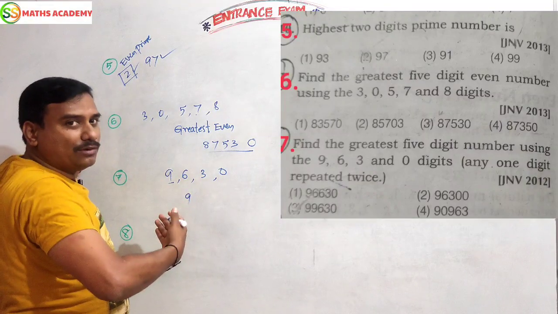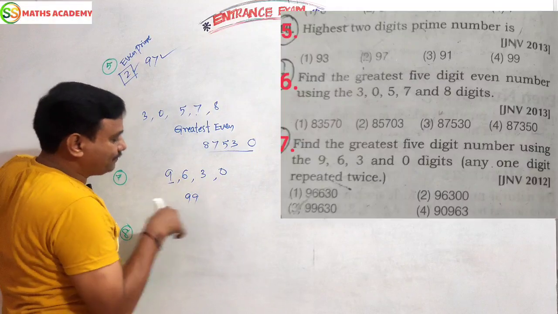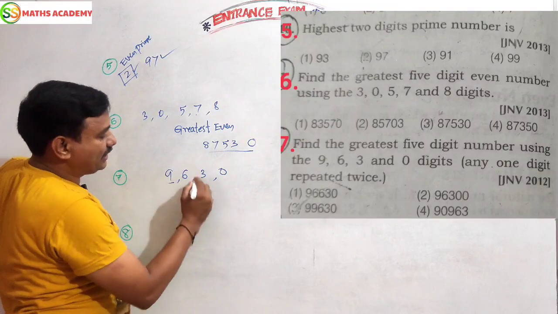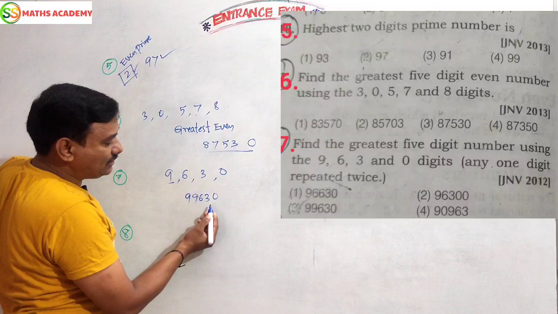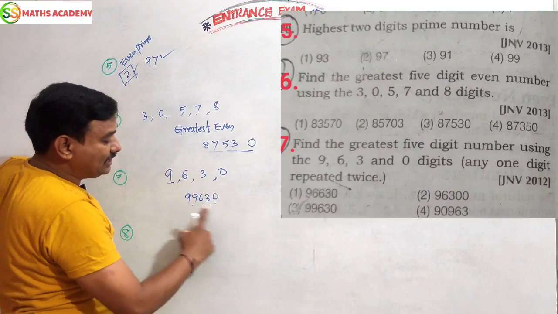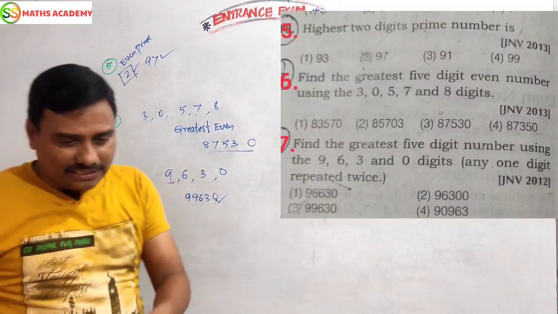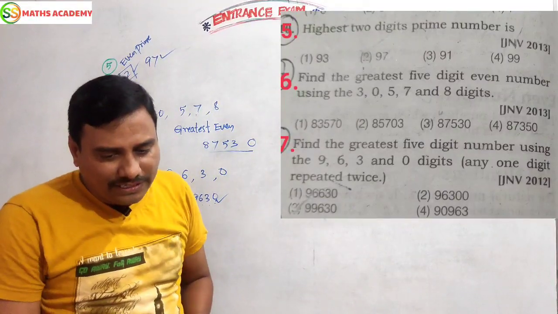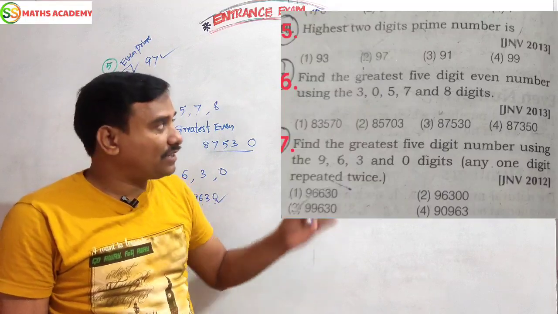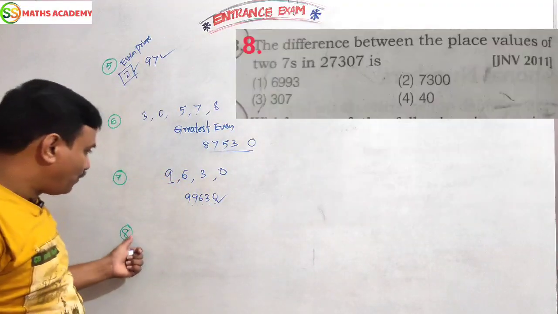Let's repeat 9 again because it is the bigger number. So 9. Next 6. Next 3. Next digit: 1, 2, 3, 4, 5. This is the greatest 5-digit number. So 99,630 is the answer. In your options, that will be option number 3. Okay. Now followed by the 8th question.